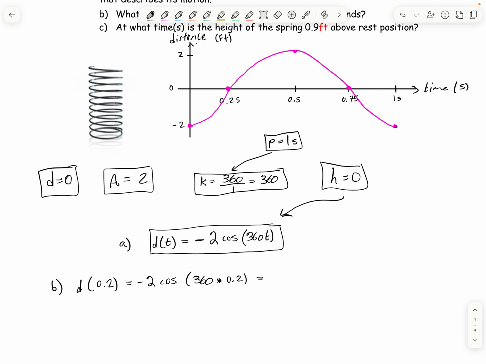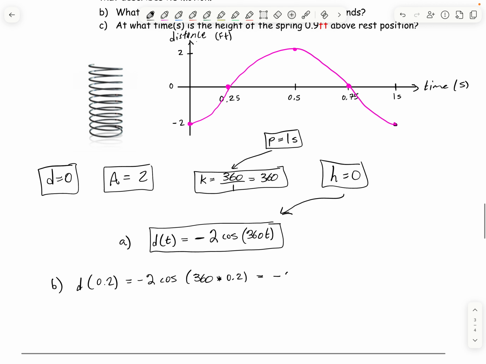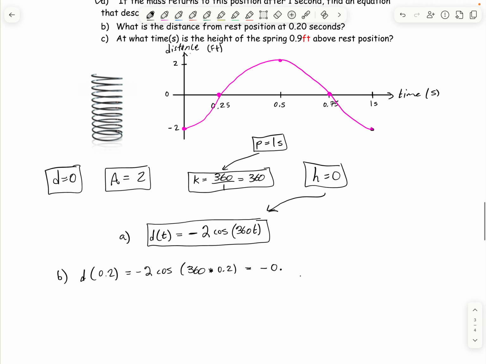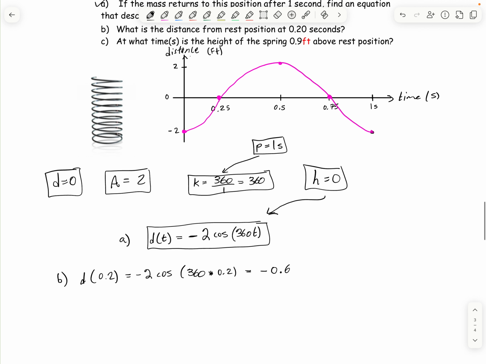And if I do this now, I'll get negative 0.6 to 1 decimal place. So that is the distance. So at 0.2 seconds, I'll be at negative 0.6, like over here, because it's 0.25. I'm here at 0, so 0.2 would be somewhere right over here, in the negative. That makes sense. Okay. All right. So that's in feet, by the way.